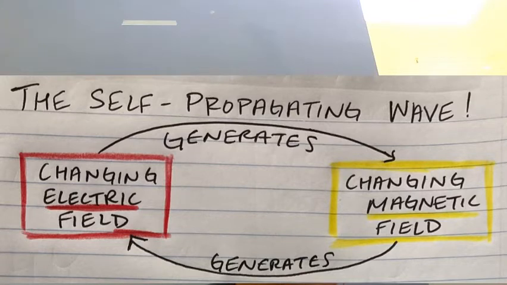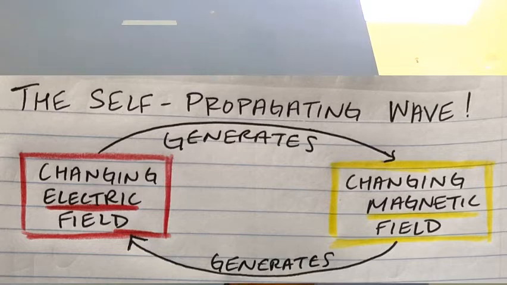And it does that by alternating between a changing electric field that generates a changing magnetic field, which in turn generates a changing electric field, which then generates a changing magnetic field. So it's a self-sustaining system. Changing electric fields generate those changing magnetic fields and vice versa, continuing on.